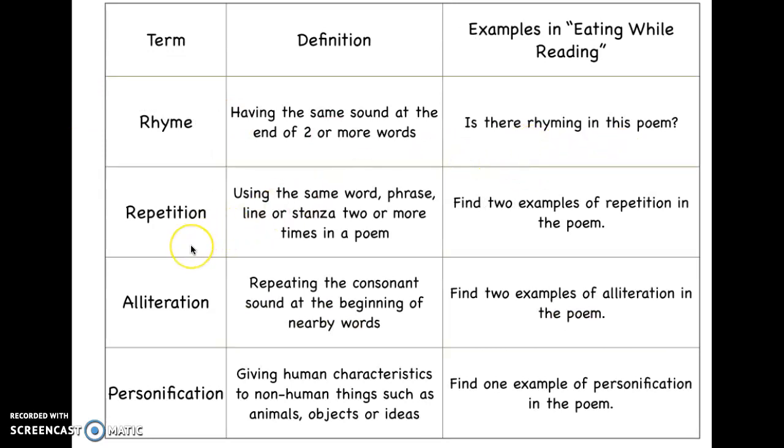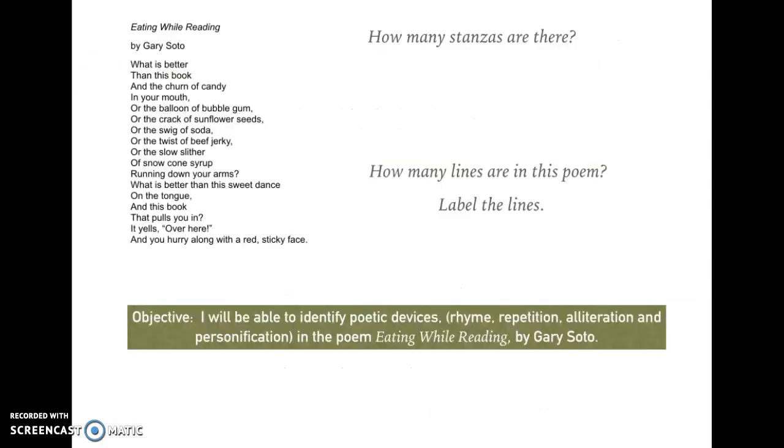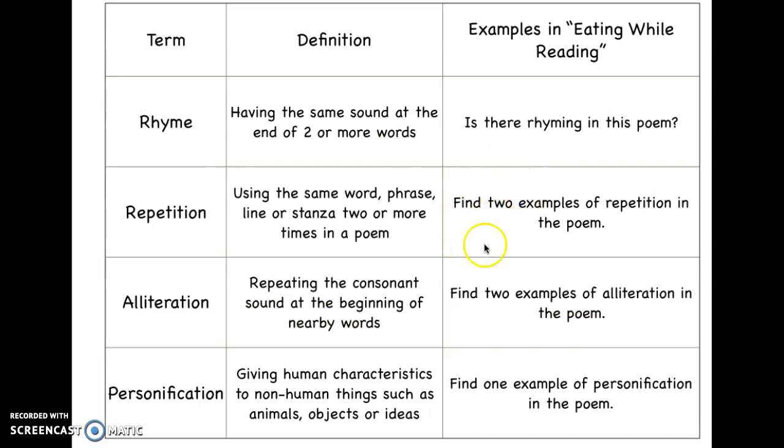The next poetic device we're going to look at is repetition. Repetition is using the same word, phrase, line, or stanza 2 or more times in a poem. A good example of repetition was the poem Gotta Go. In the poem Gotta Go, the word phrase was gotta go that kept being repeated. You're going to go to your poem, Eating While Reading, and find 2 examples of repetition in the poem, and you're going to record your answer here.